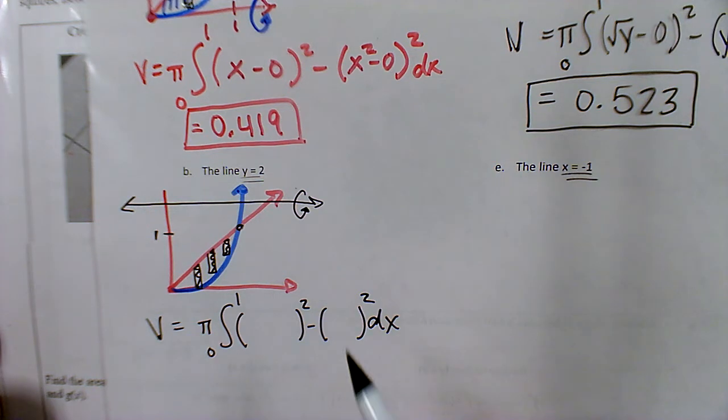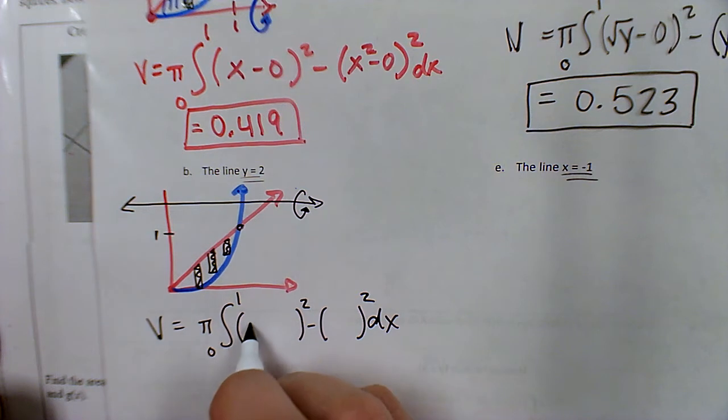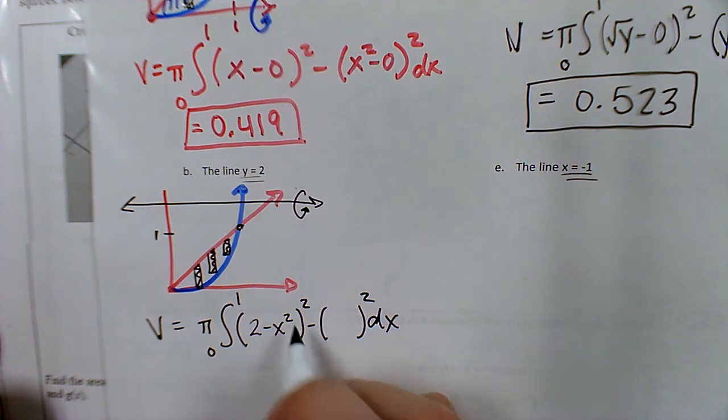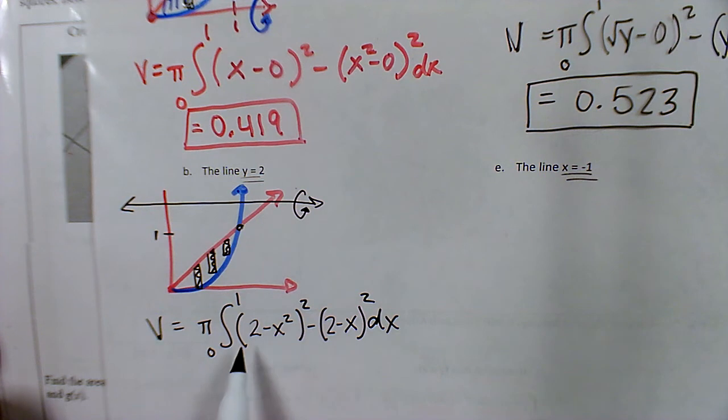Good, Eric? And 2 minus x squared. Say it again. 2 minus x squared. 2 minus x squared, okay. And then 2 minus x squared. 2 minus x. Okay, so that is one way you could do it.